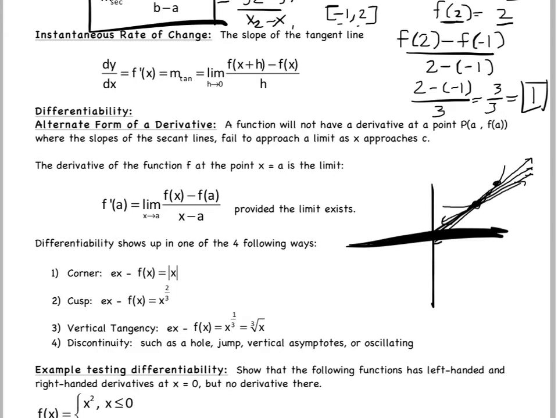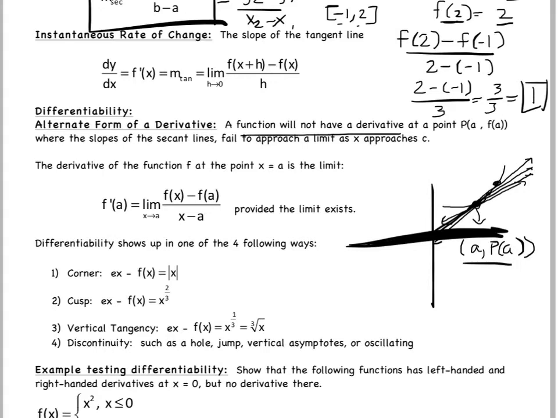Now here's where a derivative could fail. According to the alternate form of a derivative, a function will not have a derivative at a point. So let's say this point right here is my a comma p of a. I just used p for point. So let's say at a specific point we're wanting to find the slope of the tangent line.